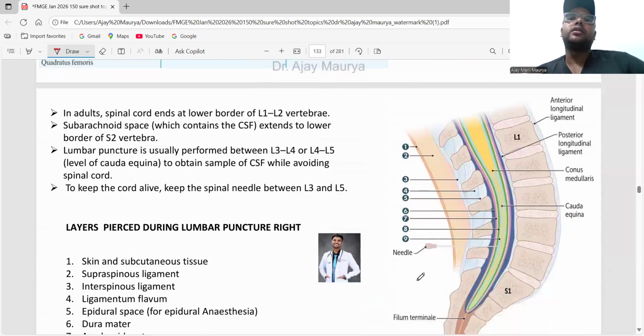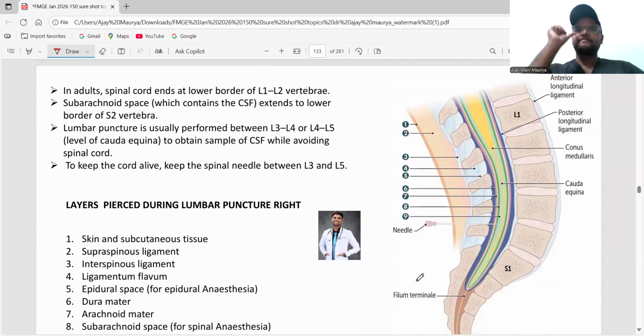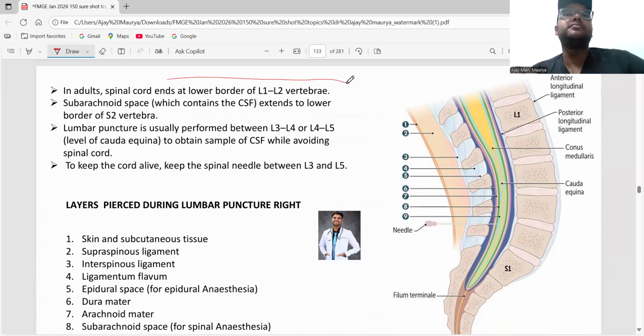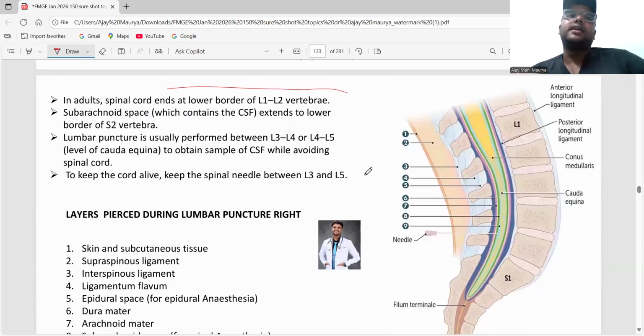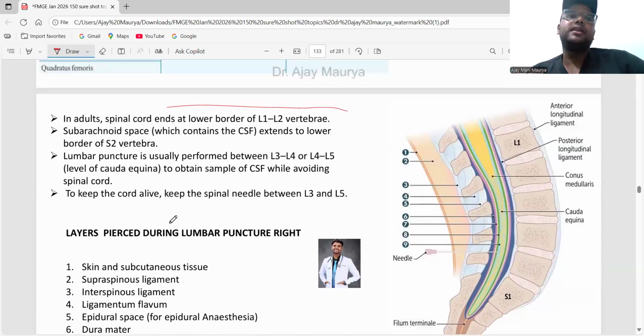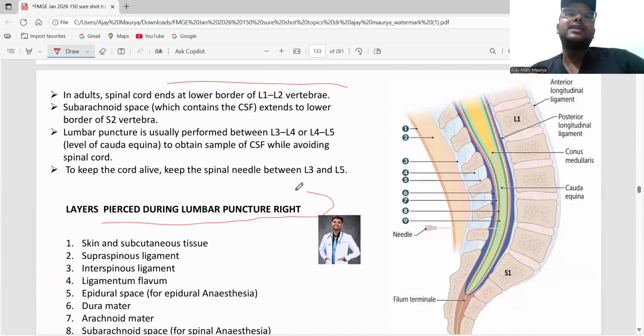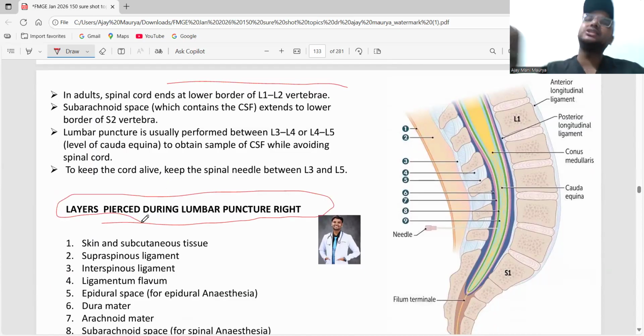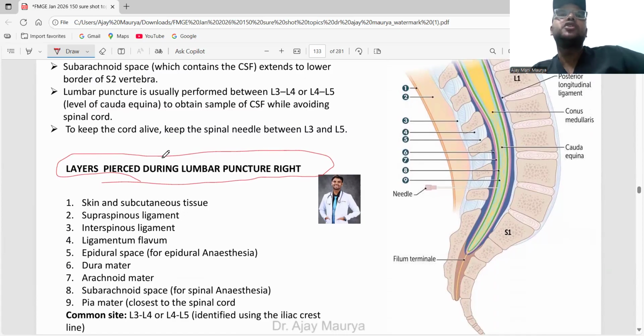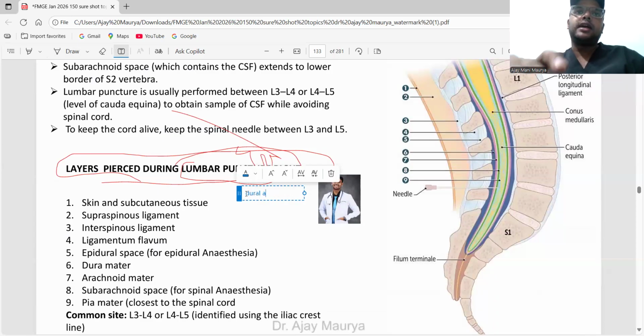The next one is simple. No one is going to ask this question because it's very simple. But remember, in the anesthesia department, they are going to ask what layers are pierced during the lumbar puncture. It's not lumbar puncture actually, it's going to be the dural and epidural, the anesthesia.